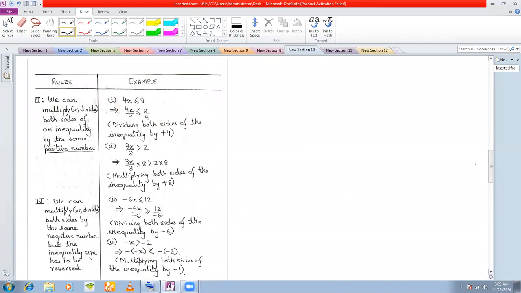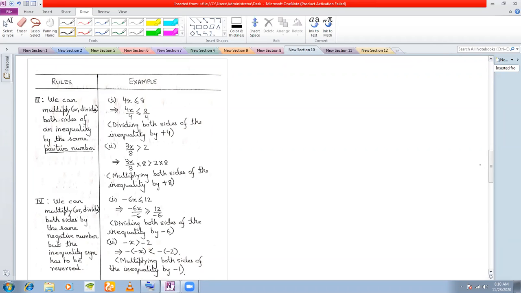Third one, we can multiply or divide both sides of the inequality by the same positive number. If you see, I have underlined positive number. Now many of us make this mistake when we are multiplying or dividing both sides of an inequality by the same positive number, or if not a positive number, then the confusion happens when you're not dividing by a positive number.